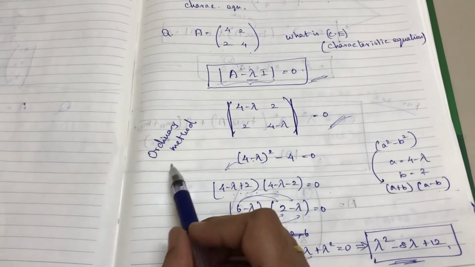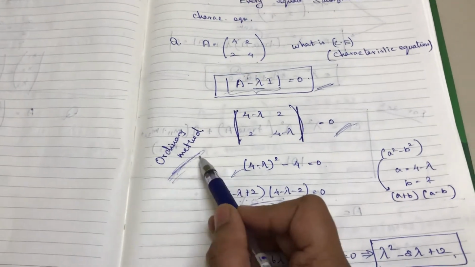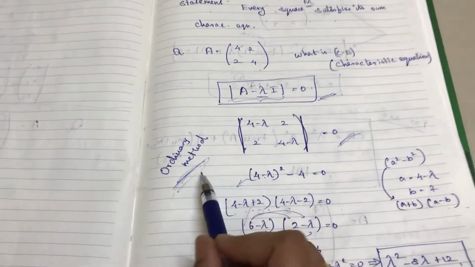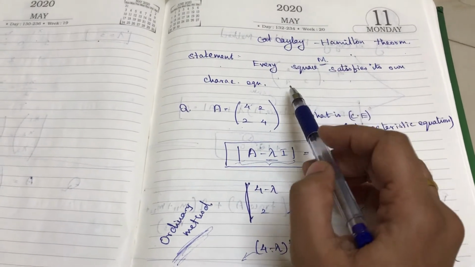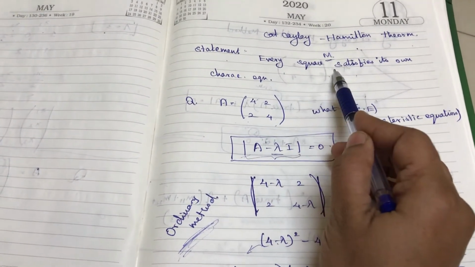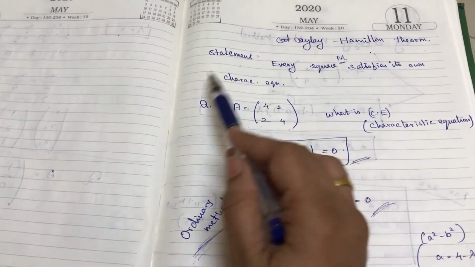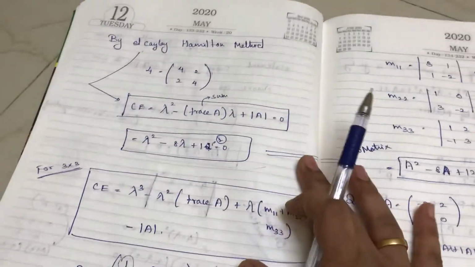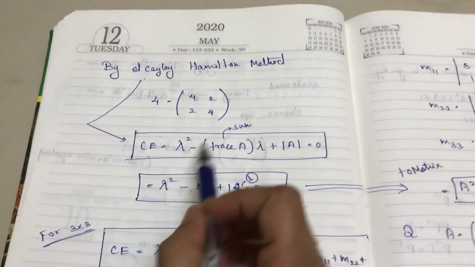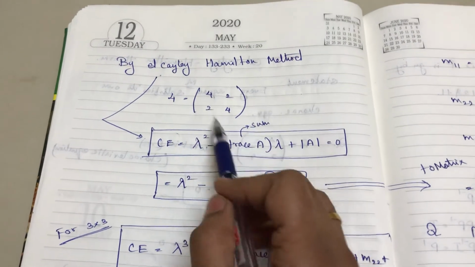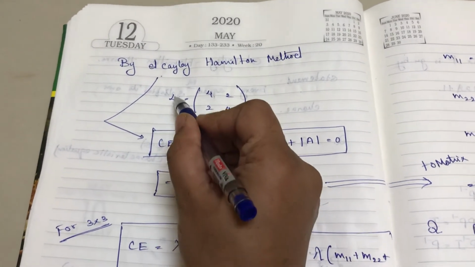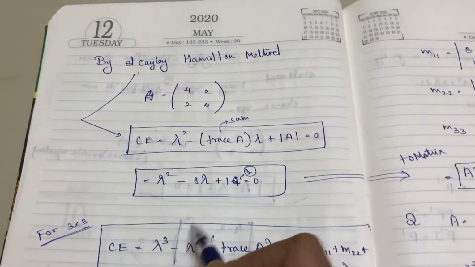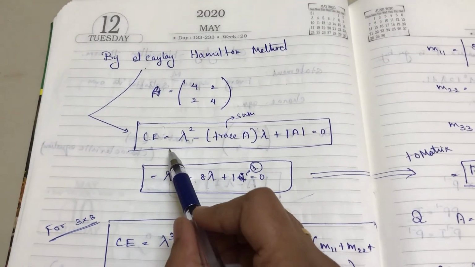This is a complicated method, a long and ordinary method, but Hamilton found a simplification here. That is, the square matrix always satisfies its own characteristic equation, right? Let me show that. So the same matrix I have taken here. Okay, this is the A matrix. What is the characteristic equation?